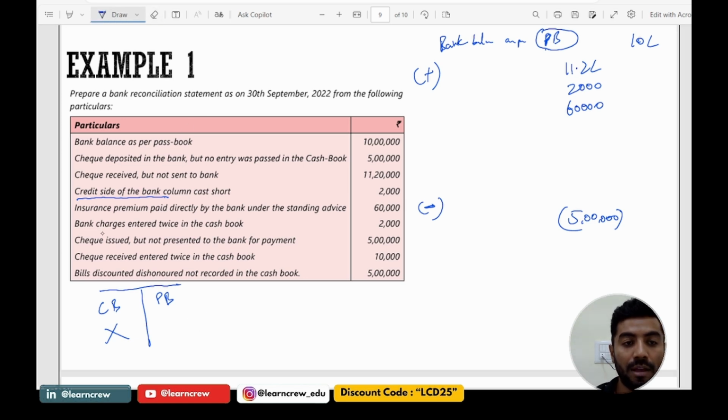Done. Next one. Bank charges entered twice in cash book. So the expense has been recorded twice in the cash book, which means the balance will be less in the cash book. If the balance is less in the cash book, the passbook balance will be high. In order to make it equal, we'll have to reduce it. So reduce 2000.